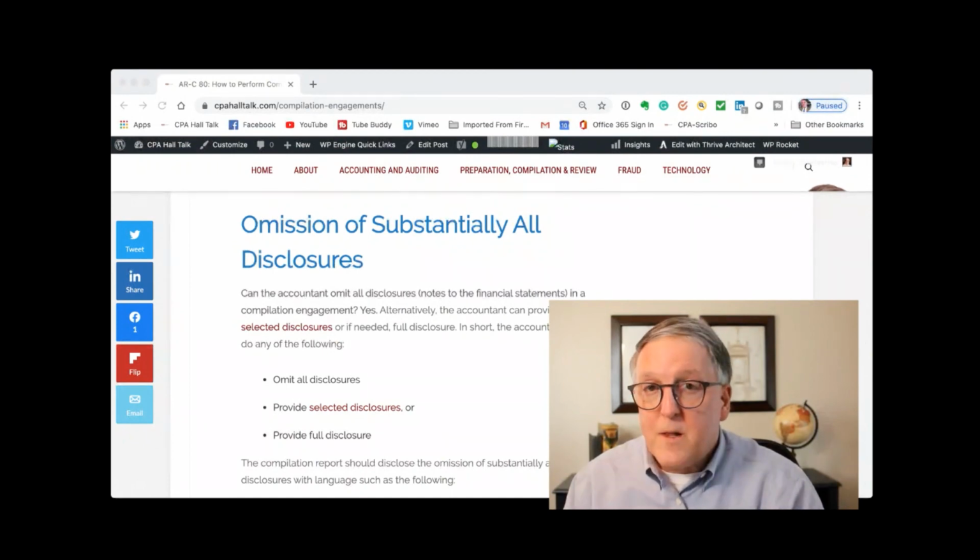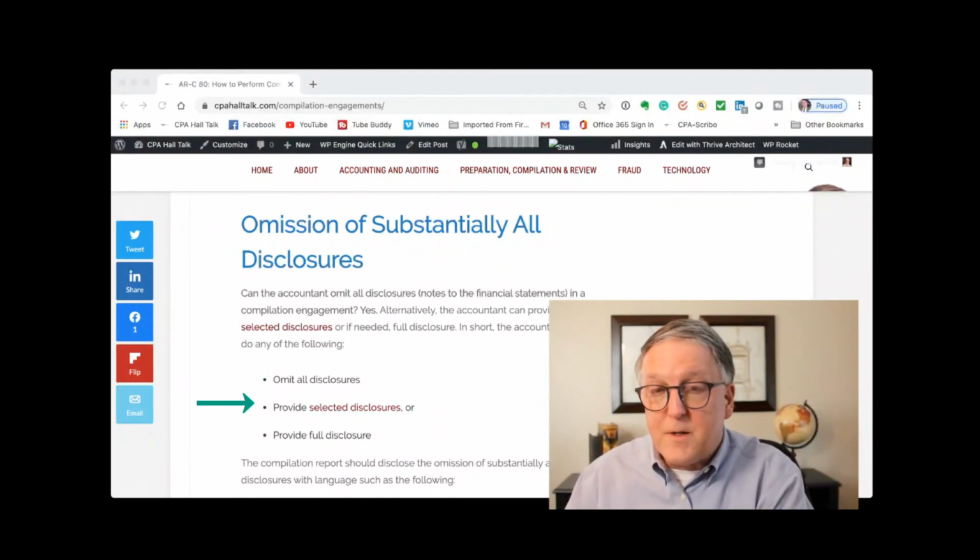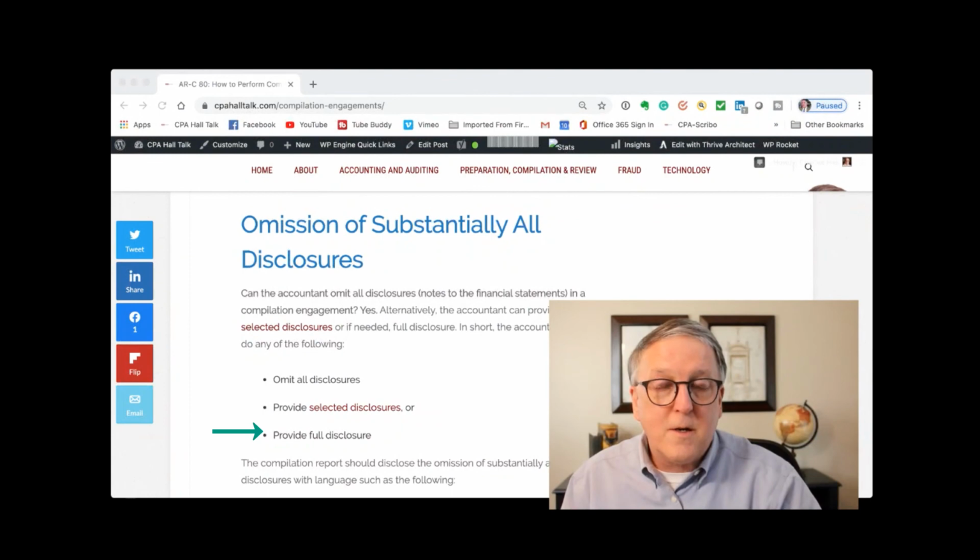So I said a minute ago that we could issue a set of compiled financial statements without notes. So let's take a look at that part. We see that there's really three options here. You can omit the disclosures. You can also provide selected disclosures, or three, you can provide full disclosures in a compilation. Normally what I see is just the financial statements and then all of the notes are omitted.